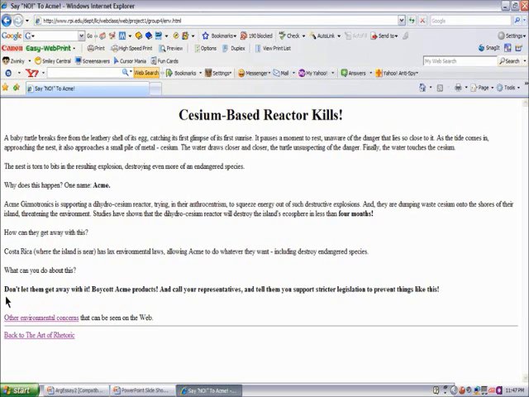And then even look how they do this at the bottom. It's in bold. Don't let them get away with it! Exclamation point. Boycott Acme products! Exclamation point. Right? Call your representatives. There's that call to action. And tell them you support stricter legislation to prevent things like this! Exclamation point. Right? So they use several devices to pull at our heartstrings, to get us emotional, to get us upset, to try and move us to agree with their point of view and to act on that.